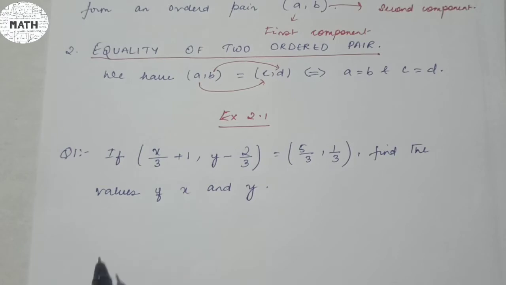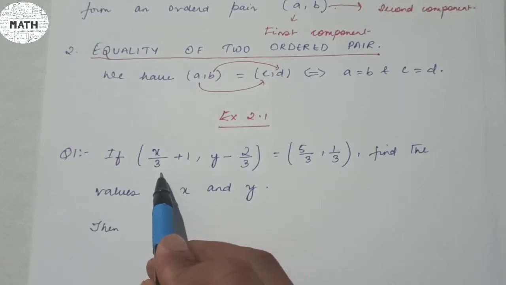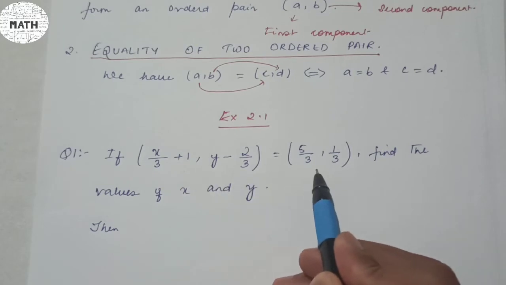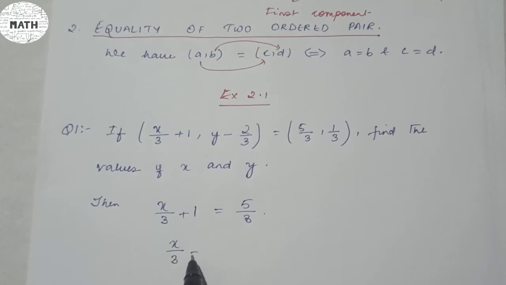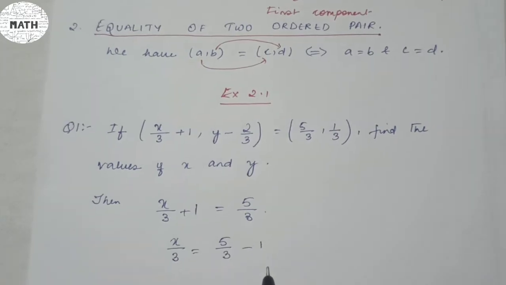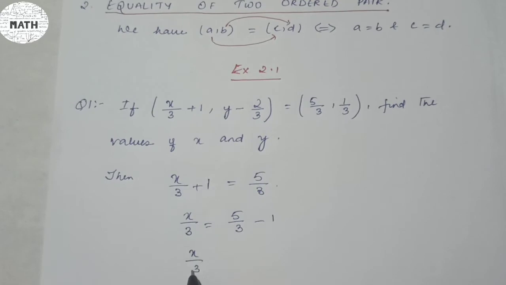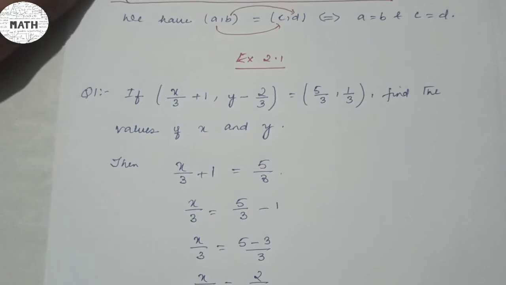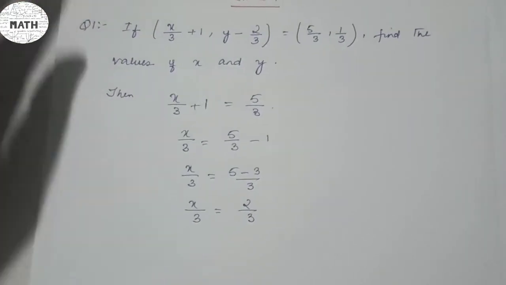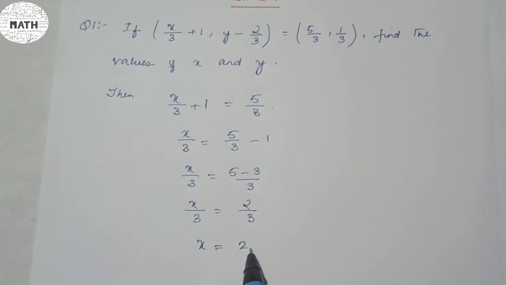So I can say that your first component will always be equal to the first one, so that will be x/3 + 1 is equal to 5/3. So if I solve it, it will be x/3 is equal to 5/3 minus 1, that's nothing more than x/3 is equal to (5 - 3)/3, which would be x/3 is equal to 2/3. I can cancel your 3 along with the 3, so that will be x is equal to 2.